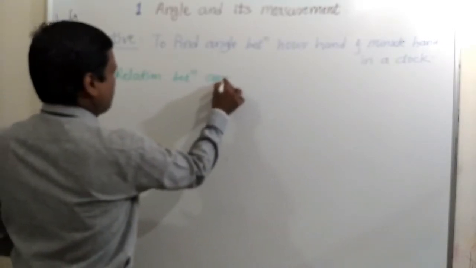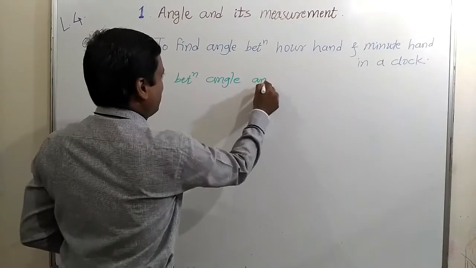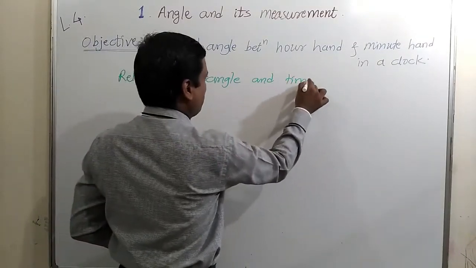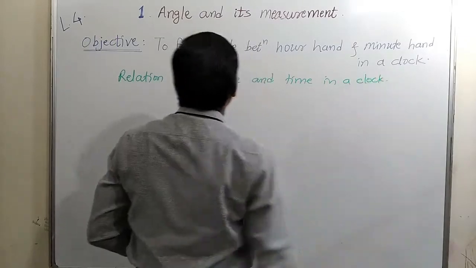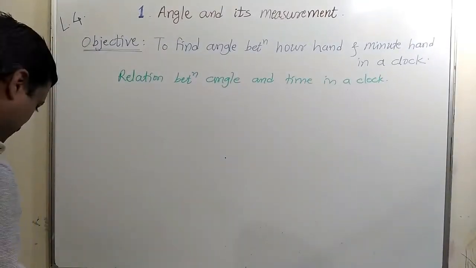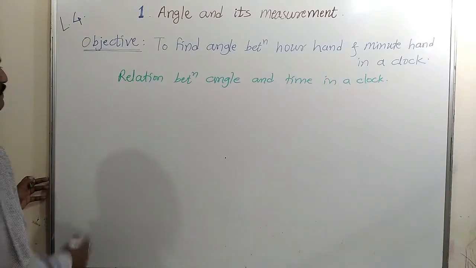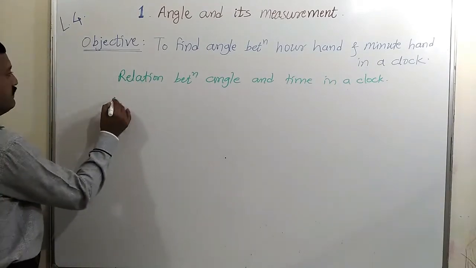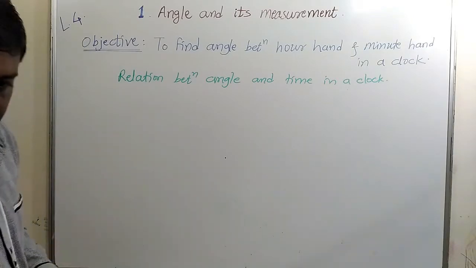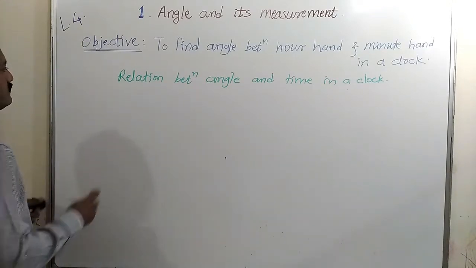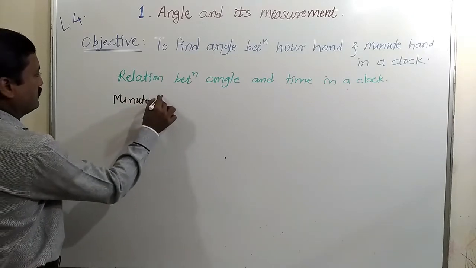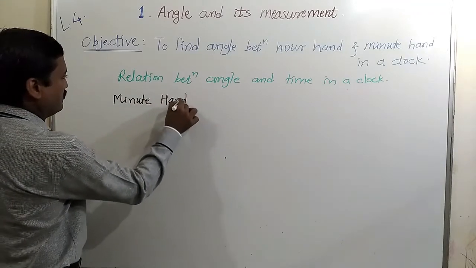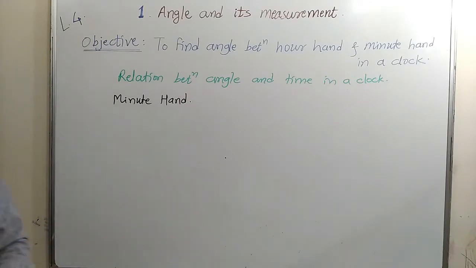between angle and time in a clock. First, the relation between angle and time in a clock. For that, let us take the minute hand first.